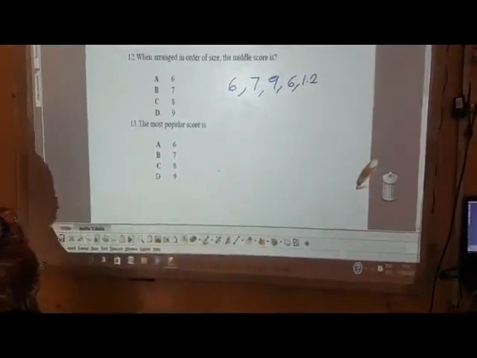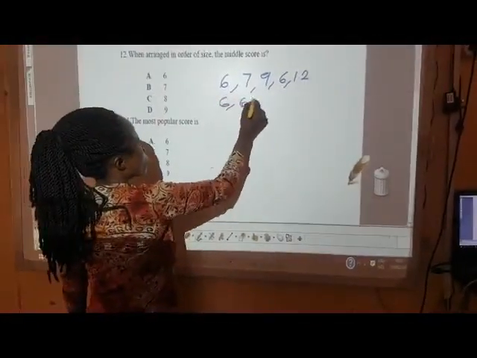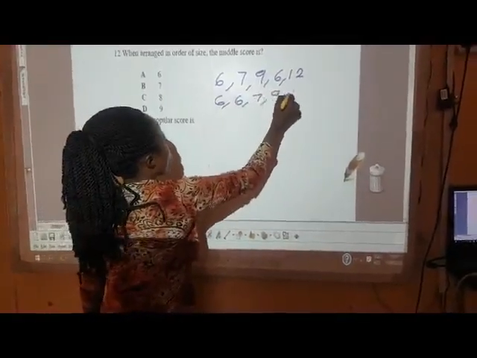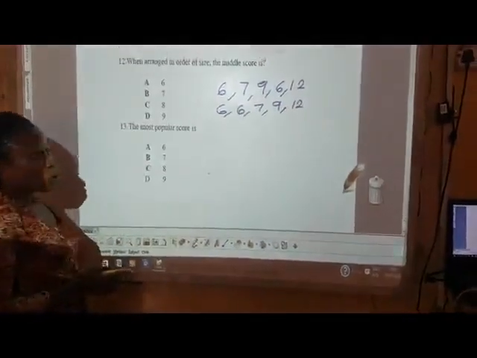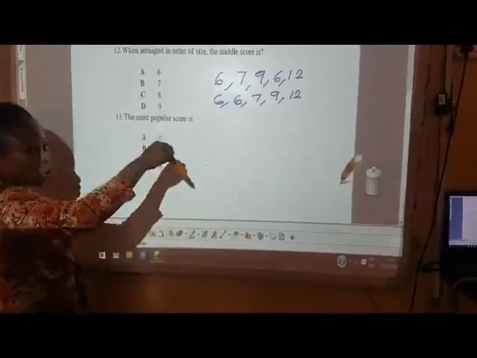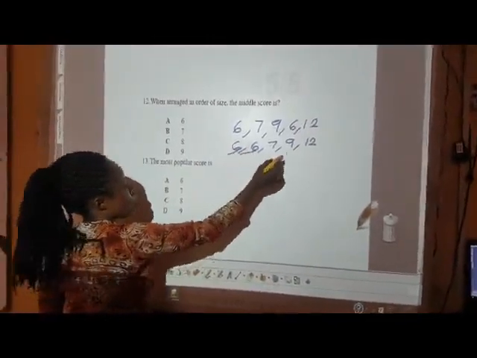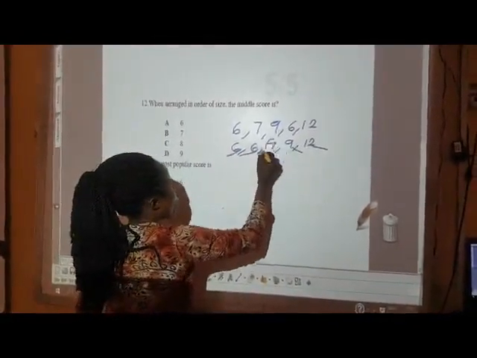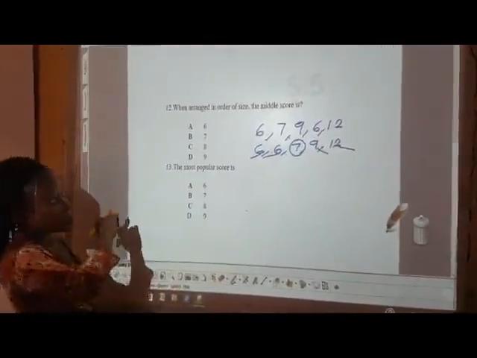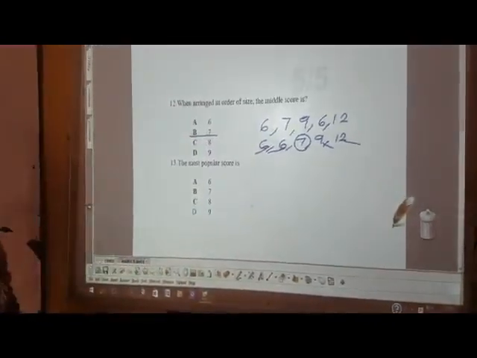What is the middle number? You write out the numbers in ascending order: 6, 6, 7, 9, 12. So let's separate these numbers into two sides and see which number stays in the middle. This is 1, 2. 1, 2. 7 is the middle number, and that is the median. It is the middle number.